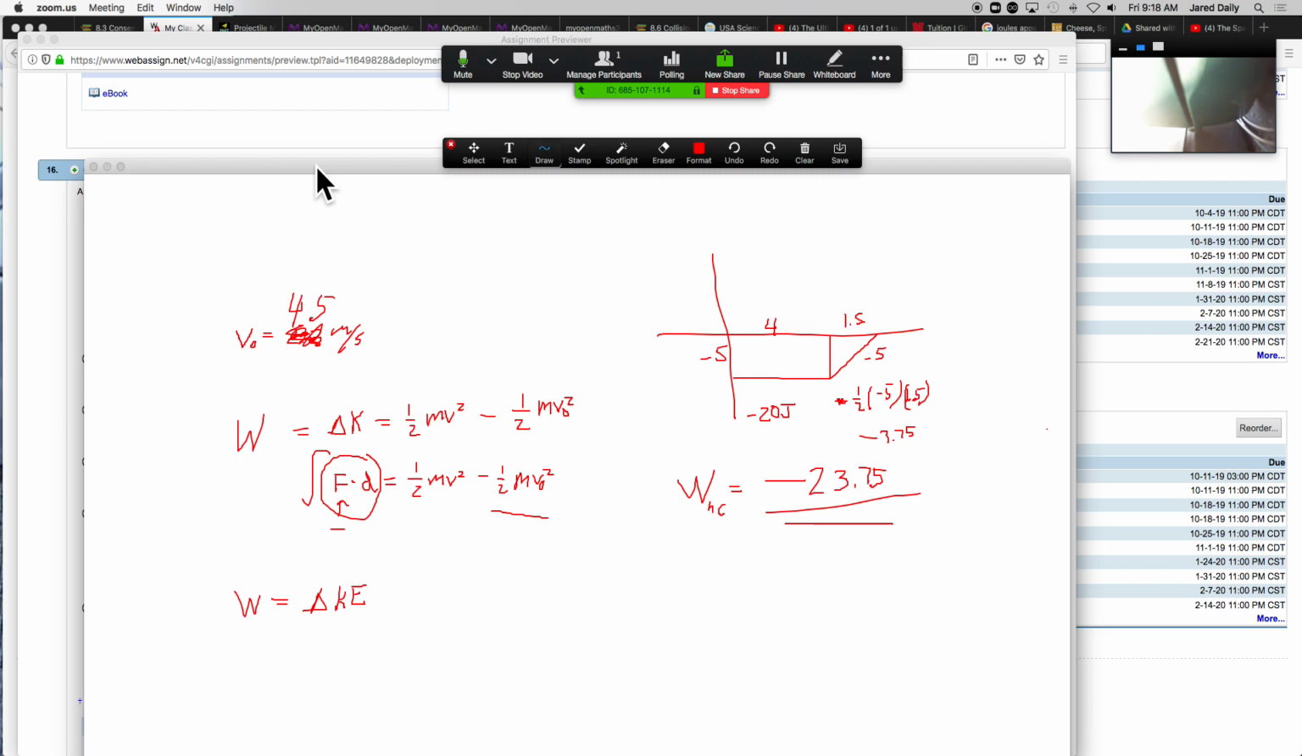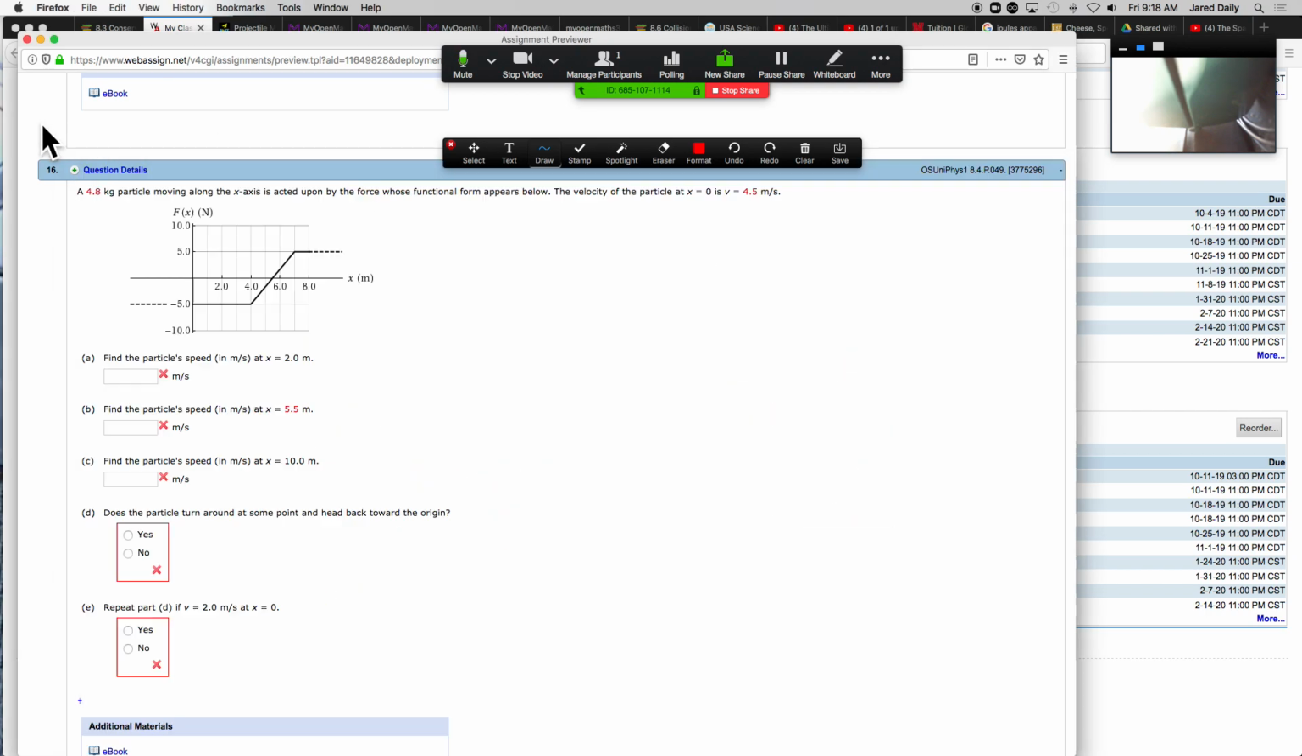And then I'm going to subtract 23.75. Then I'm going to divide by 4.8 times 2, and I'm going to take the square root. Where's the square root? There's the square root. Square root of the answer. So in this particular one, I get a 3.21 at 5.5.